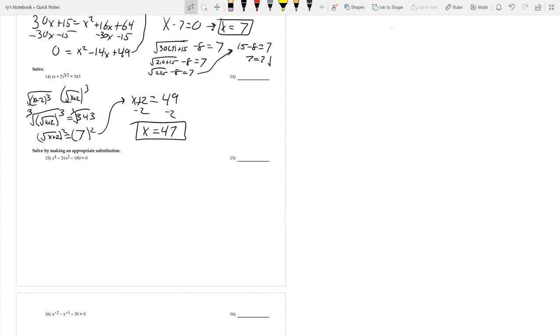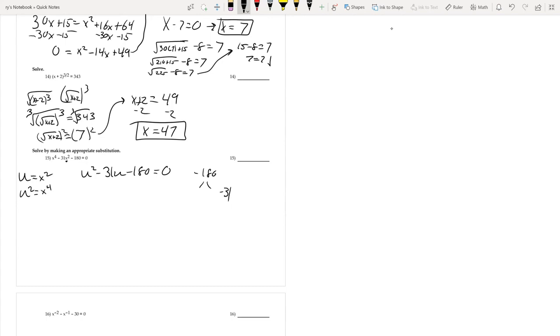All right, number 15, solve by making an appropriate substitution. You always make u whatever this middle one is. So u is equal to x squared. U squared is equal to x to the fourth. So we get u squared minus 31u minus 180 equals 0. All right, so now we have to find something that multiplies to negative 180 that adds to negative 31.